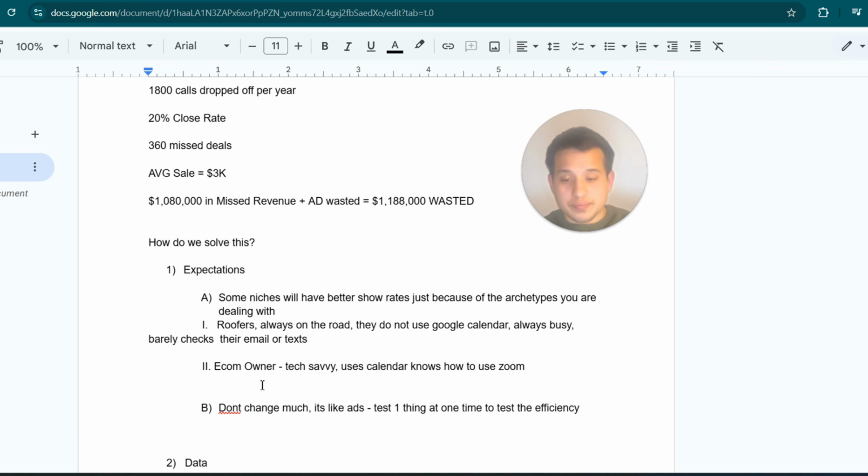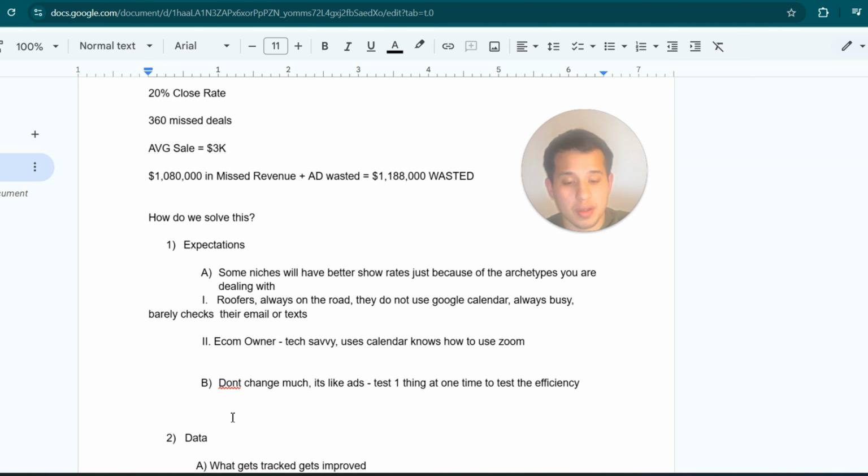But obviously, when you go into a niche and you're testing an offer, just like with ads, do not suddenly change a lot of things within your funnel. What you want to do is change a few things and wait it out for one to two months to see if it actually makes an incremental change in the show rates in your business.